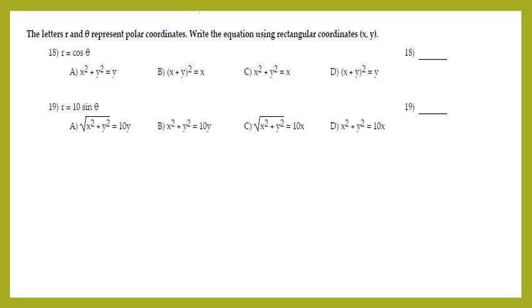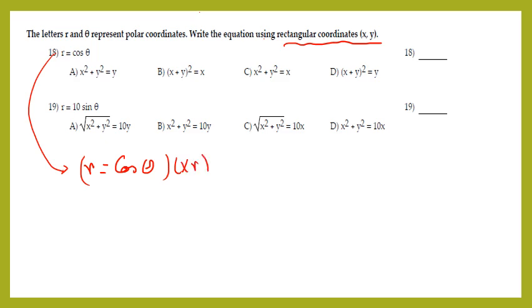Regarding question number 18, it says the letters r and theta represent the polar coordinates, and I'm going to write the rectangular coordinates x and y. R is equal to cosine theta. So to solve a question like number 18, when r is equal to cosine theta, all I have to do is multiply by r left and right.